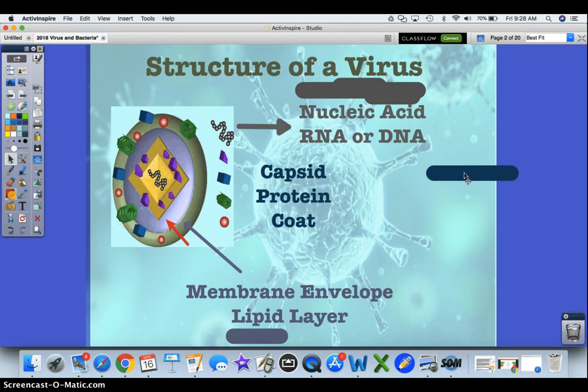This is not a cell, it's a virus. But this is where you get to see that viruses are like us in a sense, because they have, the first block is nucleic acid, and then you're going to write RNA or DNA. The second block is protein, the capsid protein coat. And the third block is lipid.